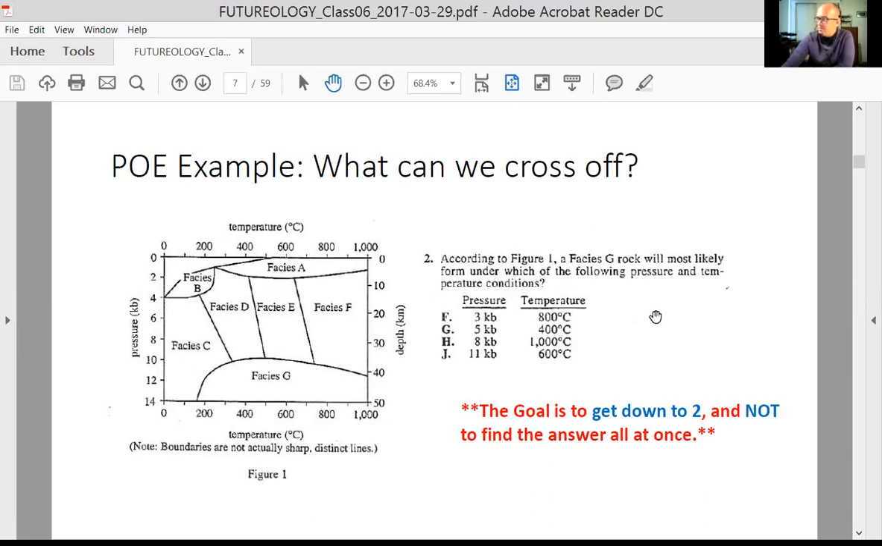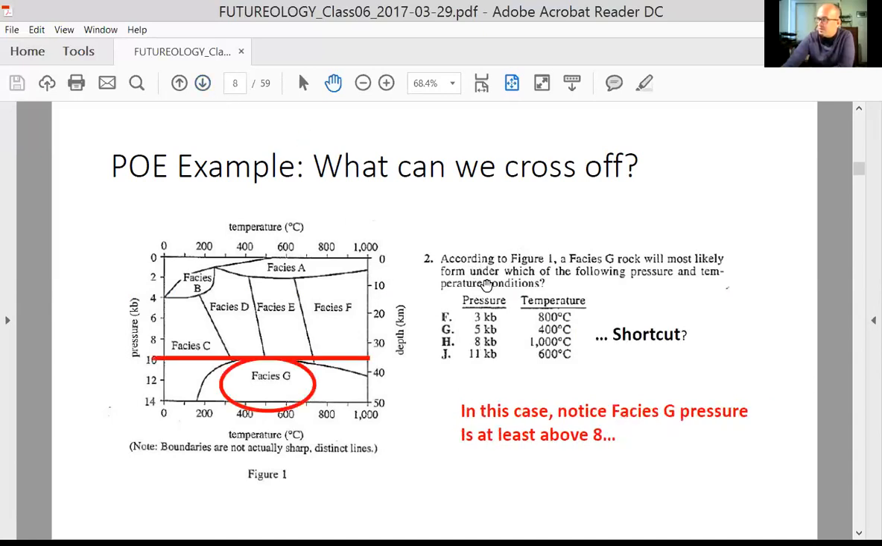So hopefully everyone looks at the figure and can see facies G over here. And they think to themselves, okay, well, we could start looking at these answers and really thinking about a lot of different things. And that would not be such a great idea. Our goal is to think about as few things as possible. What we want to do is see what we can cross off, and also see if we can mark in the chart any information that we notice.